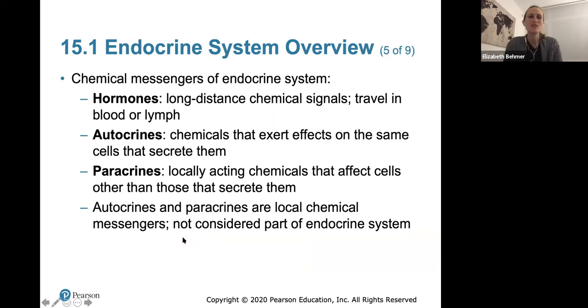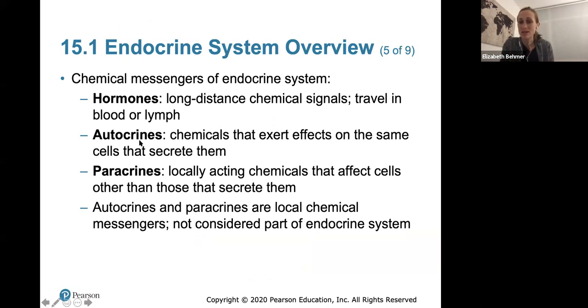So the chemical messengers of your endocrine system are hormones. They are long-distance chemical signals. They travel in blood or lymph. Autocrines and paracrines are different chemicals. We won't get into too much about them. We're going to focus on hormones.